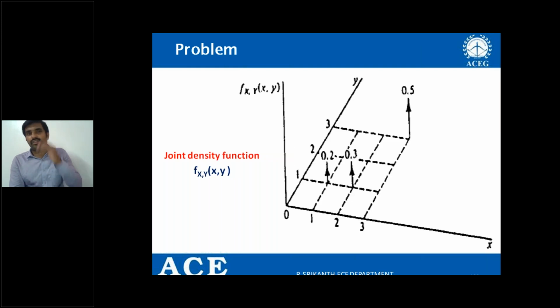Similarly, density function. Density function is what? It is a series of impulses, as I said. That is, at 1 comma 1, we have one impulse with the height 0.2. At 2 comma 1, we have another impulse with the height 0.3, right? And at 3 comma 3, we have an impulse with the height 0.5, right? So just take a 3D view. It is the joint density function fx comma y of x comma y.